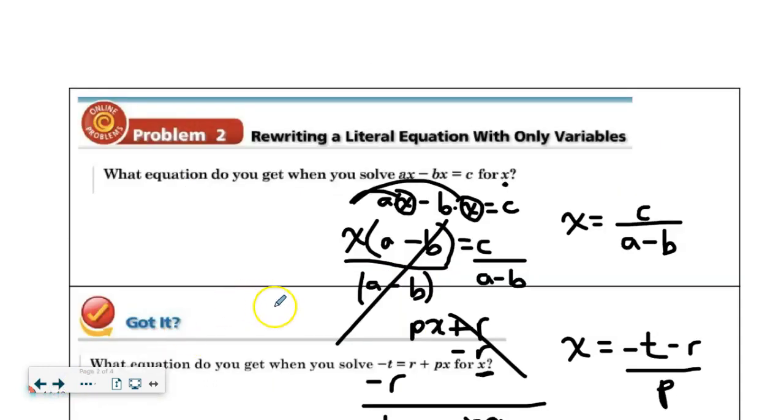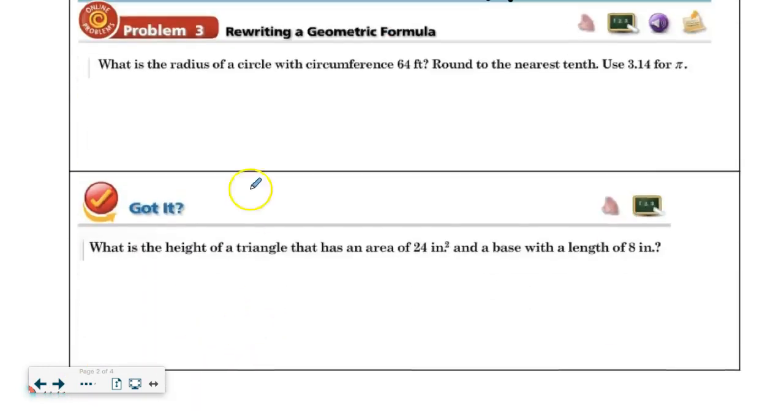Okay, so what I typically like to do, circumference, C equals 2 pi r is my base formula. All right, so here's what has happened, and you can do this a couple of different ways.